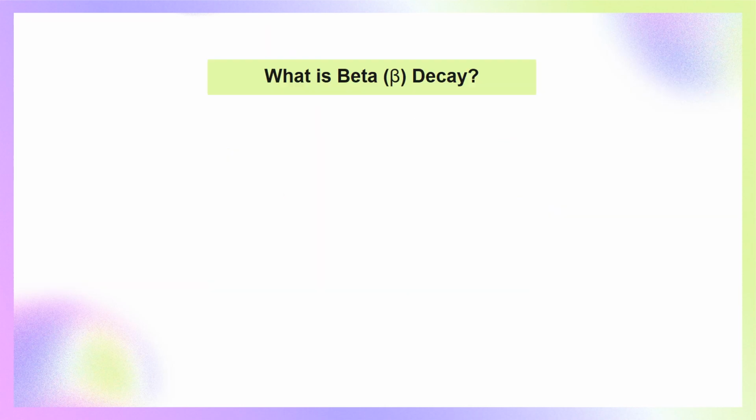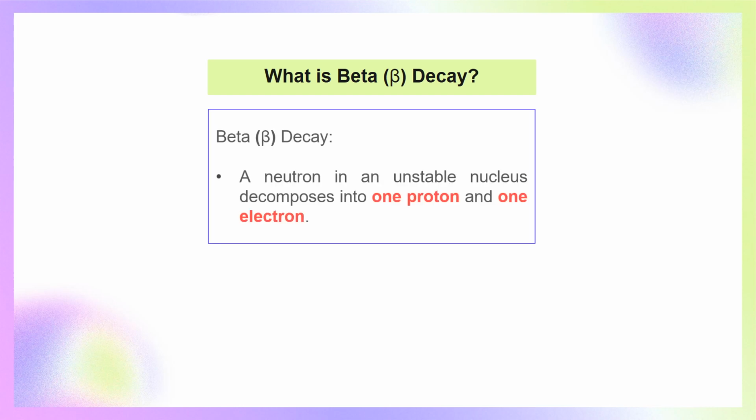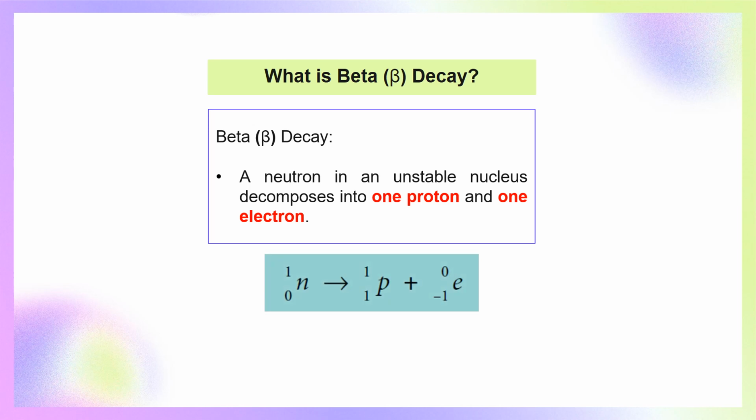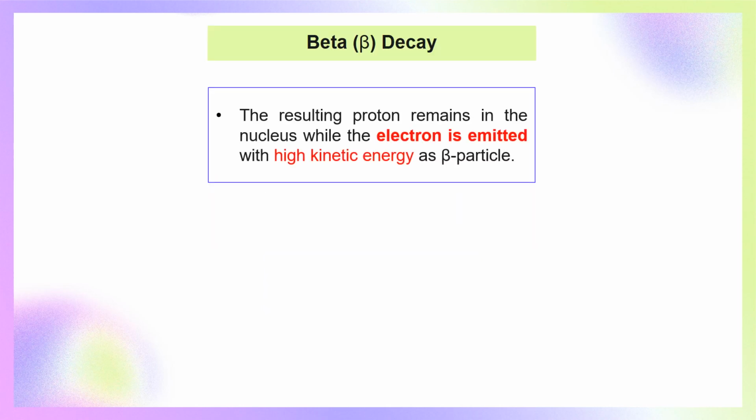Now, let's look at what beta decay is. Beta decay is when a neutron in an unstable nucleus decomposes into one proton and one electron. The resulting proton remains in the nucleus while the electron is emitted with high kinetic energy as a beta particle.